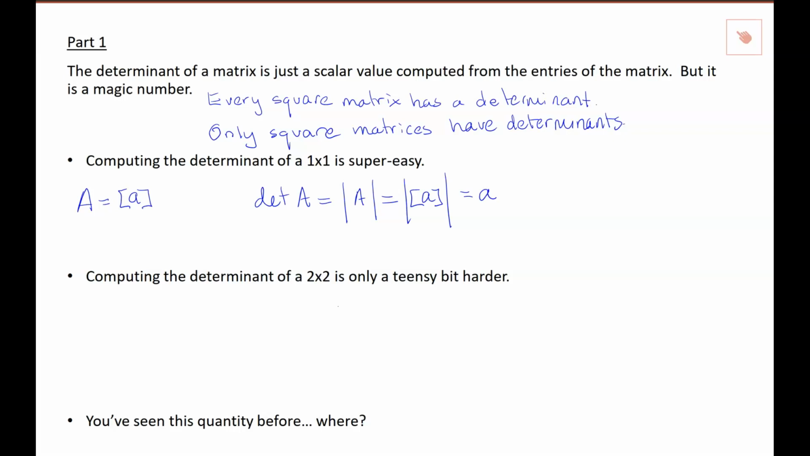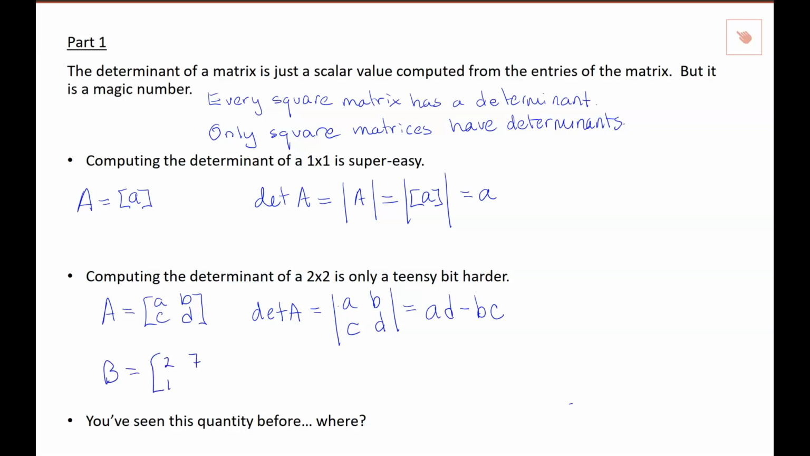Computing the determinant of a 2 by 2 matrix is only slightly more complicated. So let's take our favorite generic 2 by 2 matrix, A, B, C, D. The determinant of this matrix, det A, or if you like, we can write it like this, is just the value we get when we perform the following computation. So if we wanted to compute the determinant of, say, 2, 7, 1, 1, we can do that by just multiplying 2 times 1 and subtracting 7 times 1. And that's equal to -5.